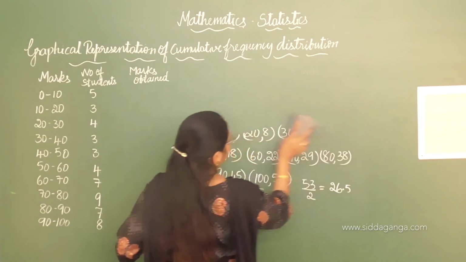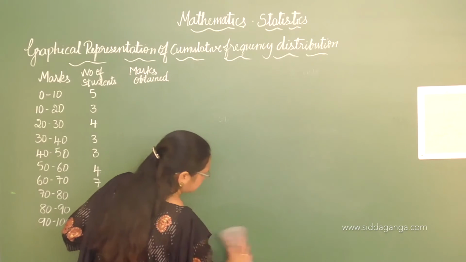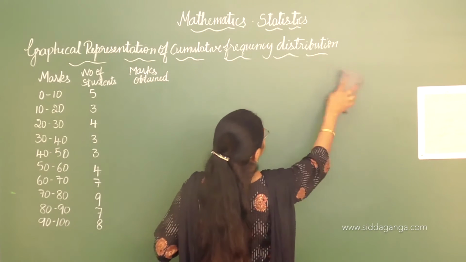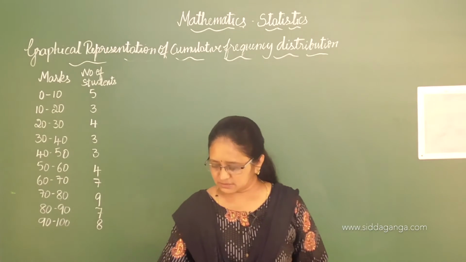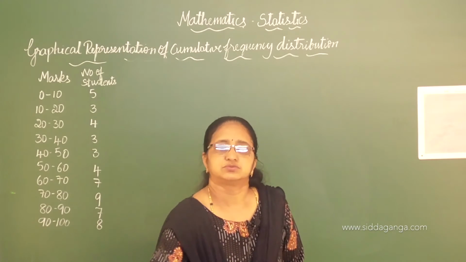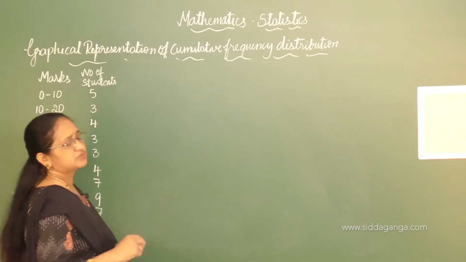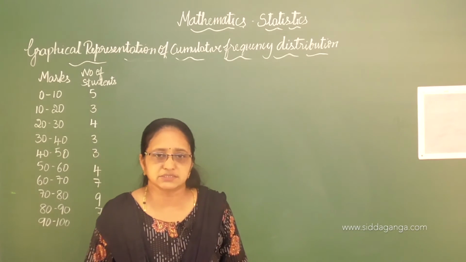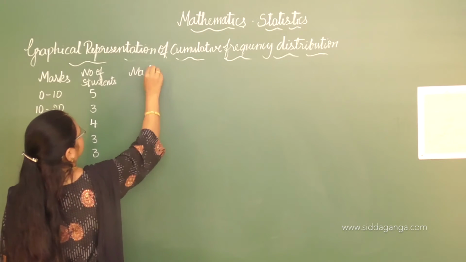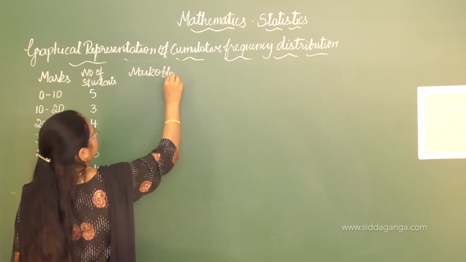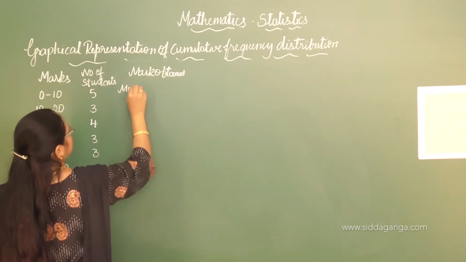So for less than type, you have to take the upper limit and the corresponding cumulative frequency to plot the graph. Okay, now let us move on to plot this more than type graph. As you all know, you have studied in the previous class how to represent the marks obtained that is more than or equal to.